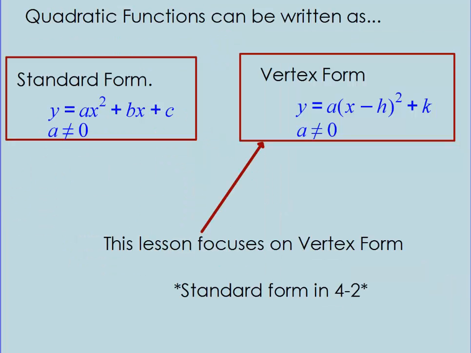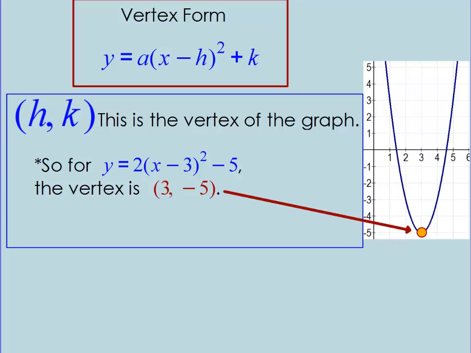Quadratic functions can be written in two forms, a standard form and a vertex form. This lesson focuses on vertex form. Standard form is going to be tomorrow. Some key things about vertex form. In vertex form, we have an h and a k right there. That hk is actually the vertex of the graph. The h is the x value and the k is the y value.